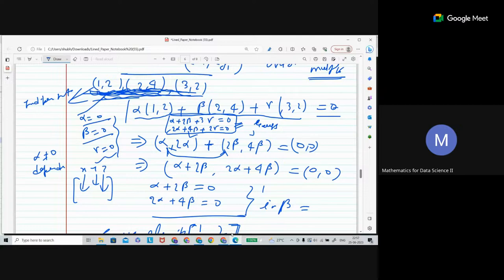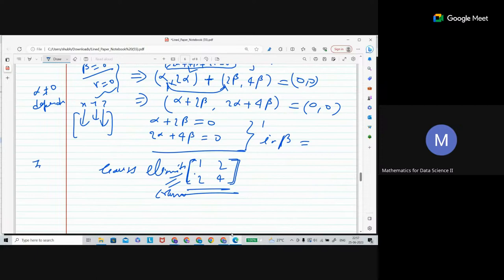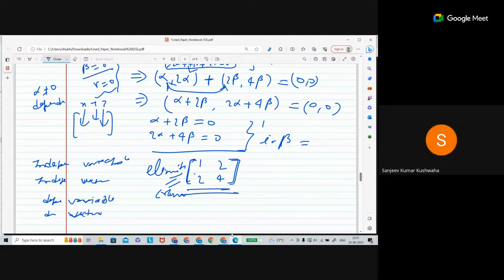I think all of you are confusing the independent variable with the independent vector. Many of you are confusing the word independent variable and independent vector, also for the case of dependent variable and dependent vector. Yes, sir, I am also having confusion in that.